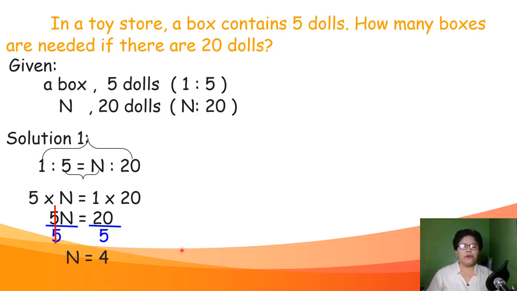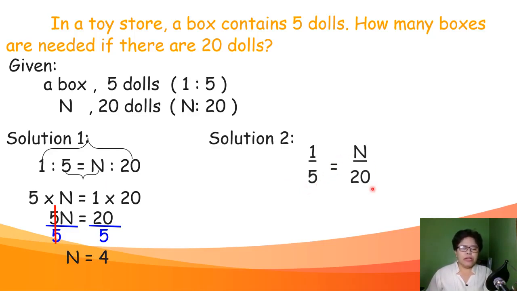Now, paano kung isulat natin ito in fraction? Kasi pwede siya in fraction, di ba? So, sulat natin in fraction, that would just be 1 over 5. Kasi ito yung magka-partner, di ba? And then, n over 20. So, solution to, ayan, 1 over 5 is equal to n over 20.